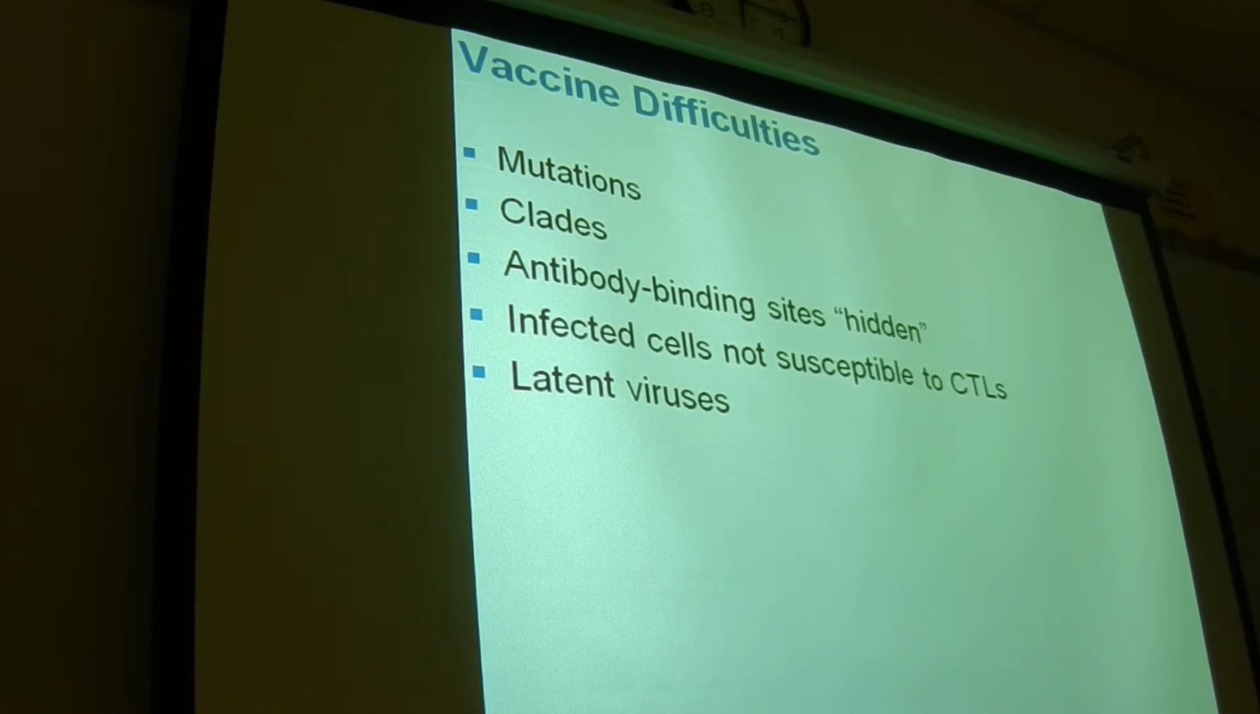The infected cells are not susceptible to cytotoxic lymphocytes, okay? Because it's infecting your own immune cells, and those immune cells are not susceptible to cytotoxic lymphocytes for the most part. And it's a latent virus, again, which means the DNA can just remain incorporated in the host cell DNA for years and years and years. The vaccine could work and get rid of all the active virus in your system, but it can't get rid of the DNA that's been incorporated into the host cells.